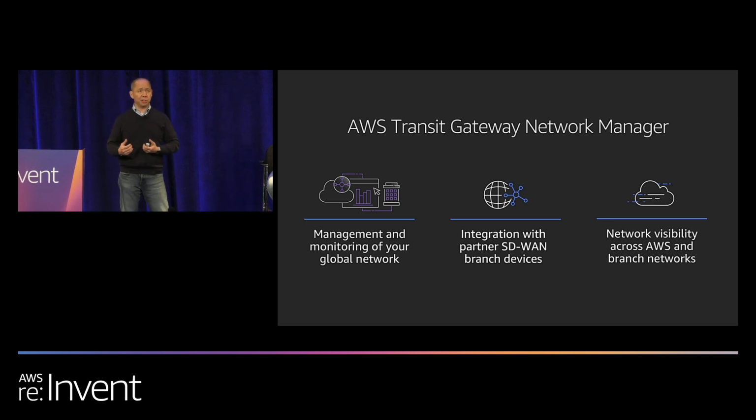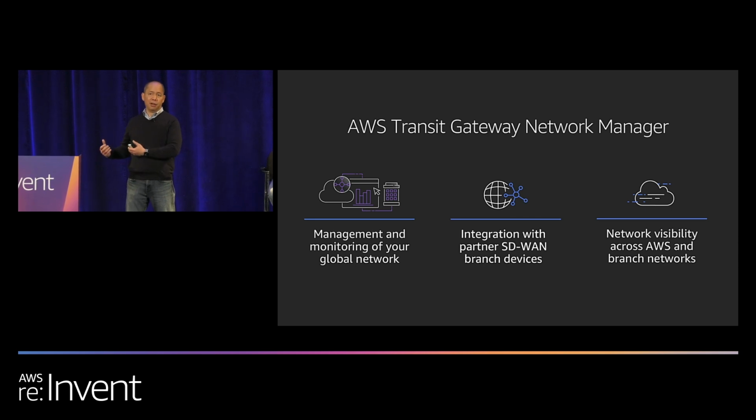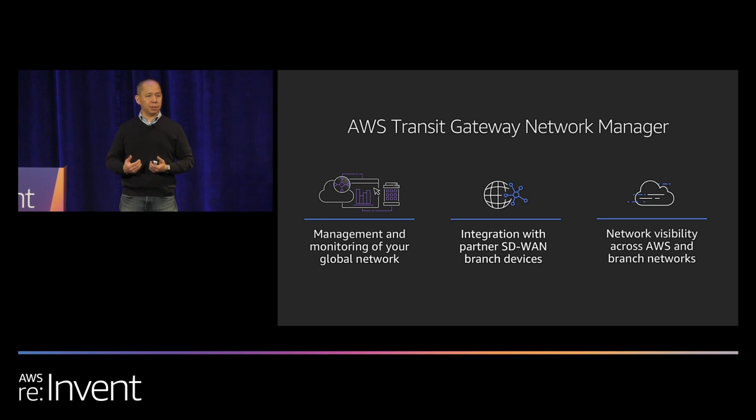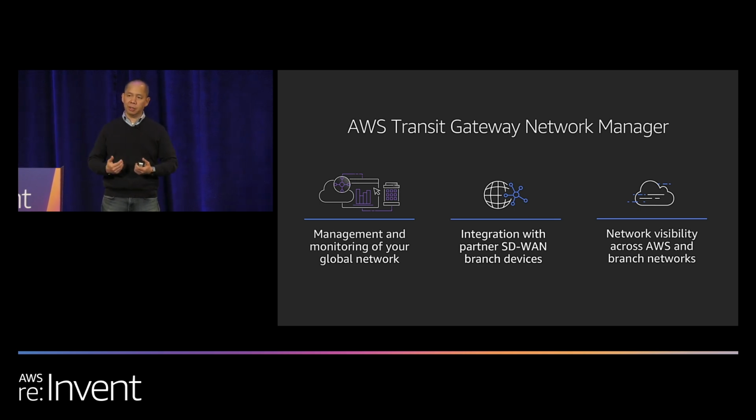The other part is as you're building a global network, you also realize that connecting branch offices to AWS can be difficult at times. And so we worked with a number of SD-WAN partners who are already managing branch devices. And what we've done is worked with them to integrate their solutions into Network Manager. And what this allows customers to do is to automatically provision, configure, and connect their branch appliance to AWS seamlessly. And we'll go through some demos and illustrations of that as well.